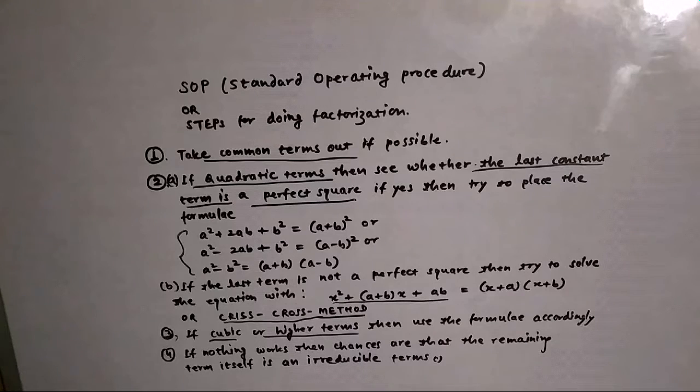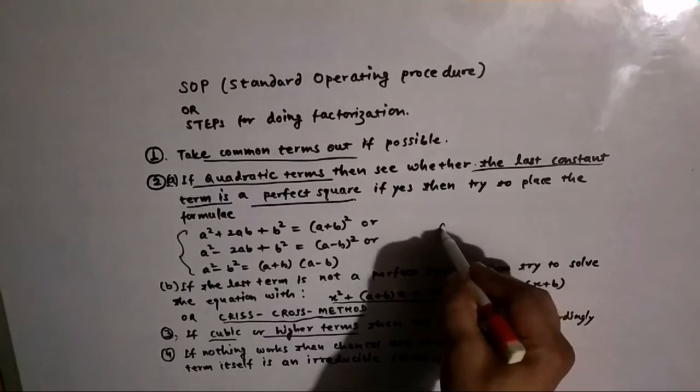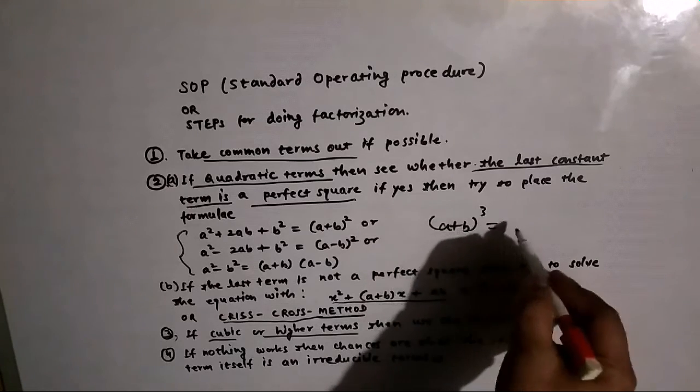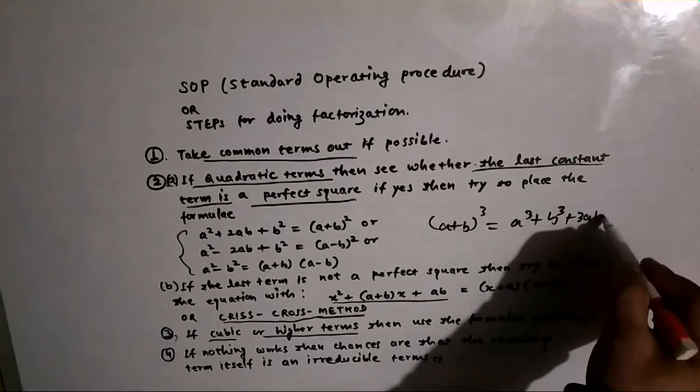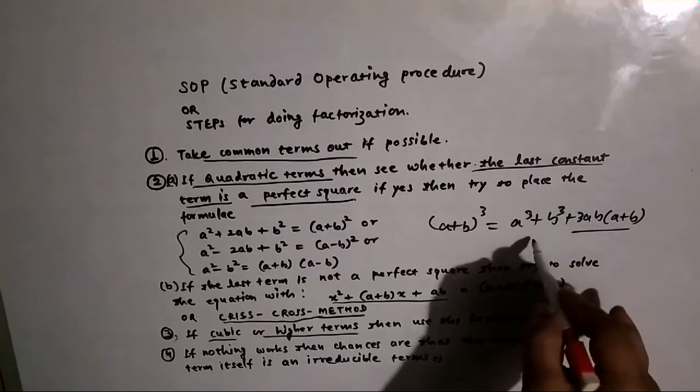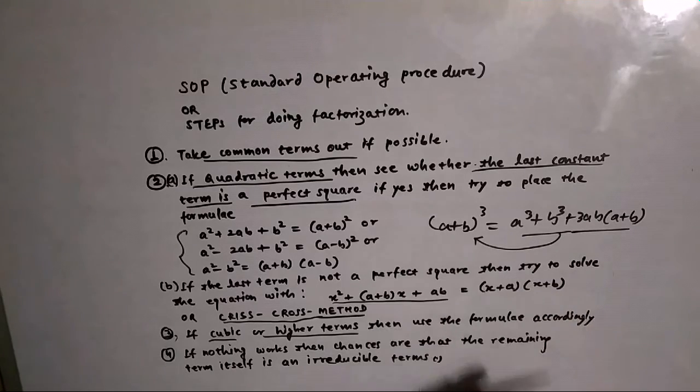We have discussed some cubic expressions like a plus b whole cube, and that was written as a cube plus b cube plus 3ab into a plus b. We have seen this. So if the equation is in this form, it can be replaced with this. And if nothing works, there may be chances that the expression you are trying to factorize is basically irreducible, so it may remain as it is. So we have to follow this method while doing any factorization problem, right?